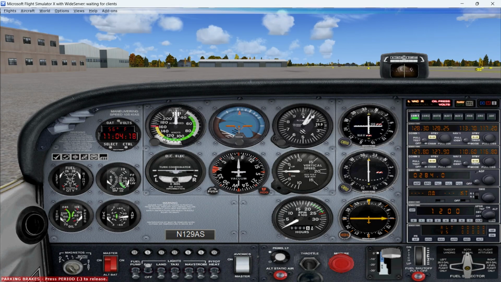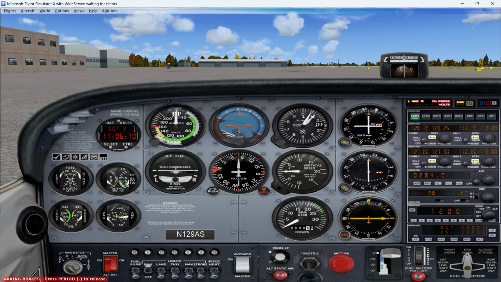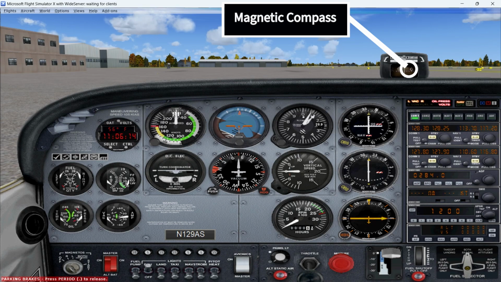NDBs transmit in the AM radio bandwidth and are picked up by the ADF when their frequency is programmed into its panel. Today, ADF-based navigation is a dying technology, replaced by VORs and made nearly obsolete by GPS satellite navigation. The magnetic compass is the only instrument in the aircraft by which a pilot determines the direction of flight.